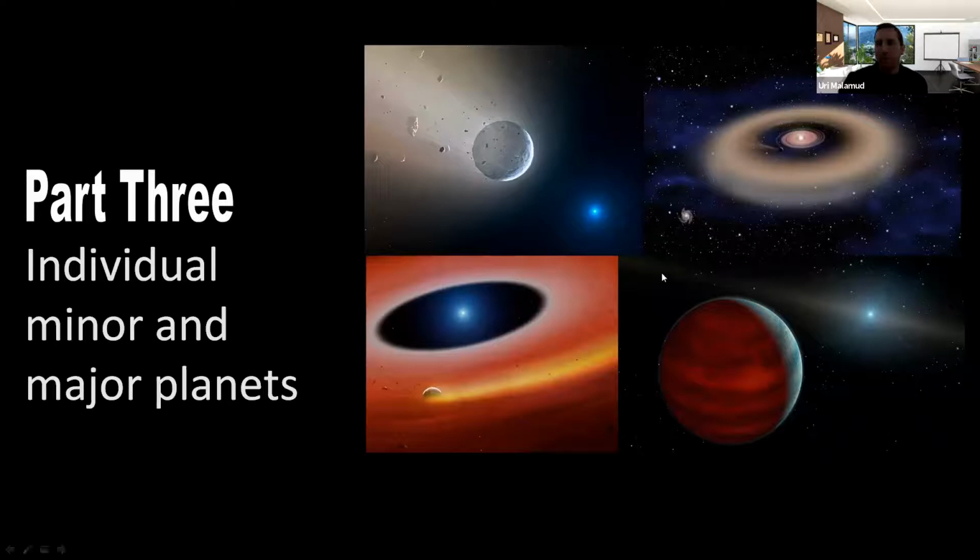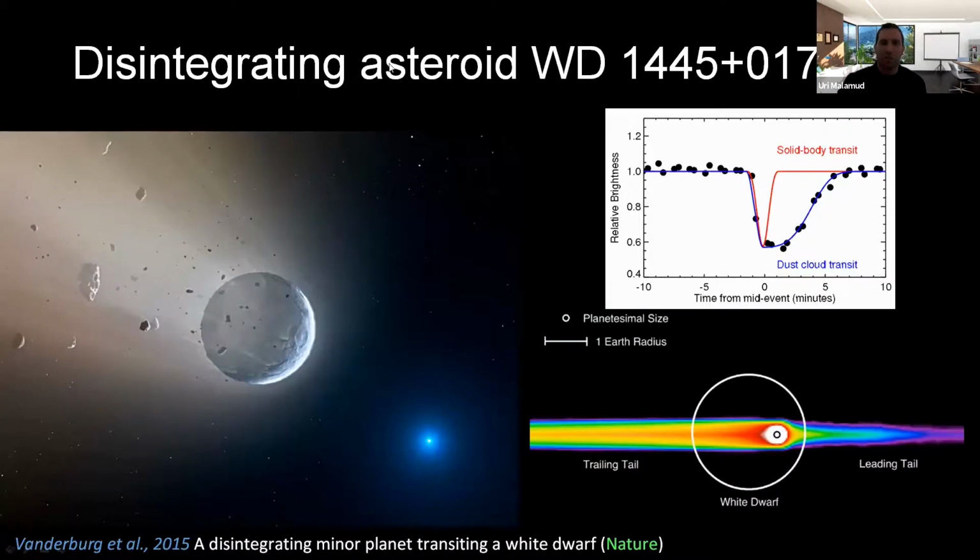I'll go briefly on this last part in which we talked about the white dwarfs themselves and their atmospheres. We talked about the environment and the disk of these white dwarfs. Now I'm just going to show you some really cool discoveries from recent years in which you directly or indirectly see minor or major planets orbiting these white dwarfs. So no longer a disk, but something more particulate, something more substantial. The first discovery is from 2015, and this made a lot of headlines.